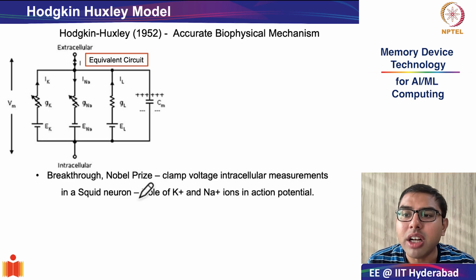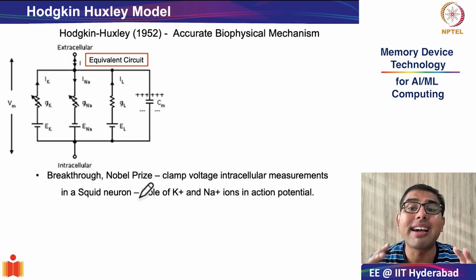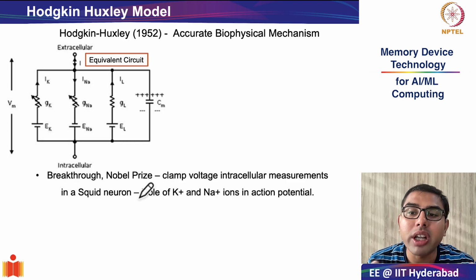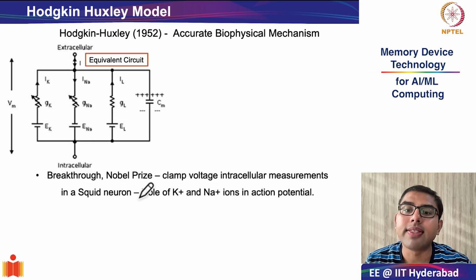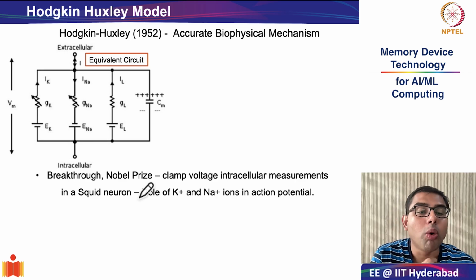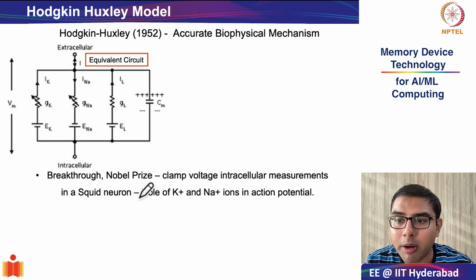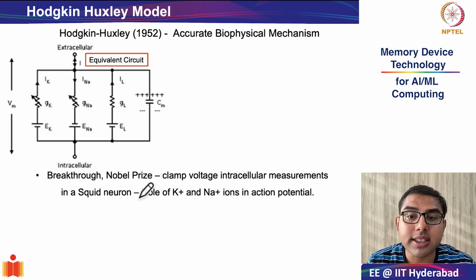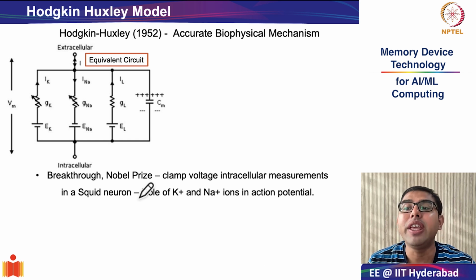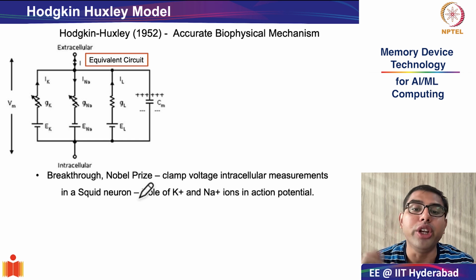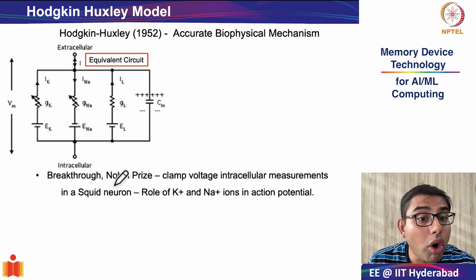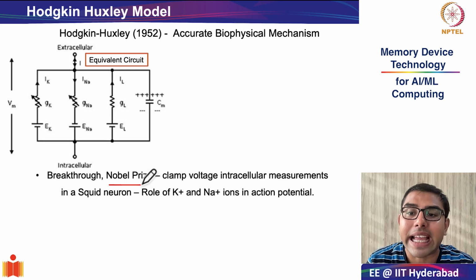Working with the giant squid axon, they performed groundbreaking voltage clamp experiments to measure the different ionic currents that flow through the neuron's membrane when an action potential is generated. Their work gives us a quantitative electrical model of the neuron, which is still the basis of modern neuroscience today. So let us have a look at the Hodgkin Huxley model. For their groundbreaking work, they also won the Nobel Prize, I think in 1962.